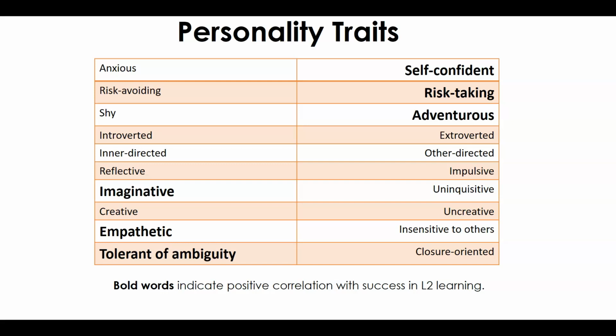You have to be able to take risks and be adventurous. If you are shy and risk avoiding and anxious, that's going to be really difficult for you. If you're uninquisitive, if you don't really care, if you're insensitive to others or you're closure oriented, it's going to be really hard to acquire a second language. There are some where there isn't necessarily a strong positive or negative correlation. Introverts and extroverts both have the ability to learn a language. If you are reflective or impulsive or creative or uncreative, those aren't huge correlations. However, these 6 bold words are.